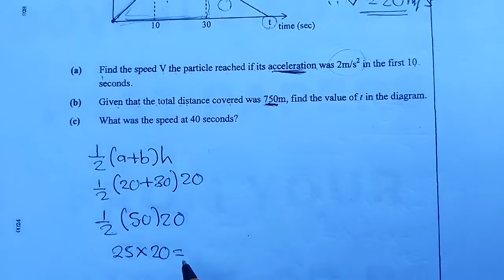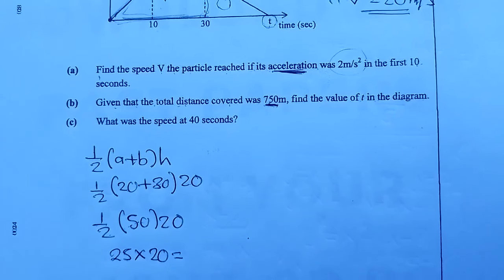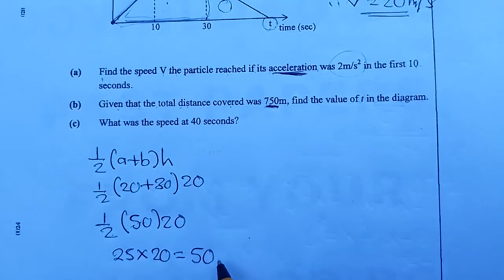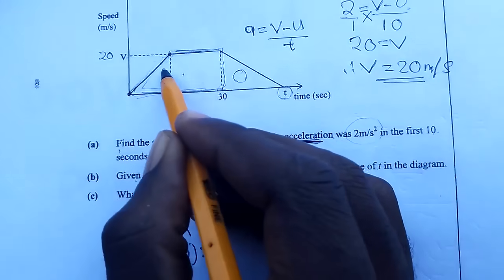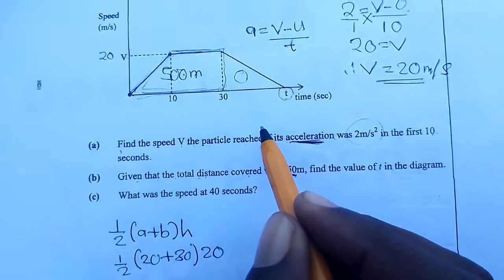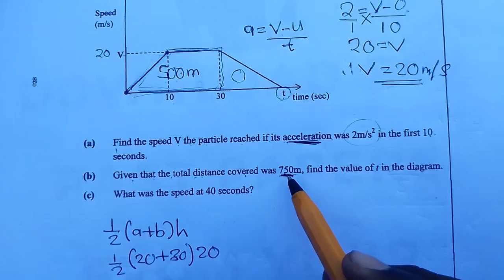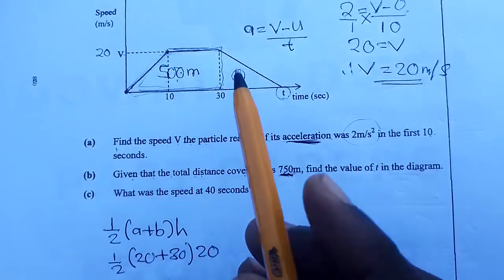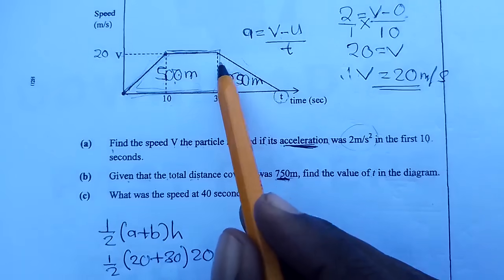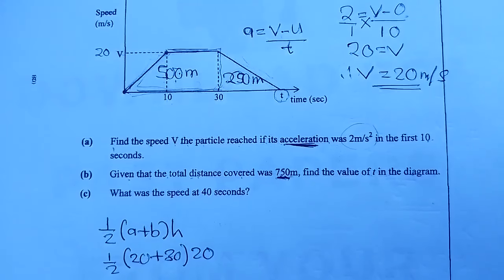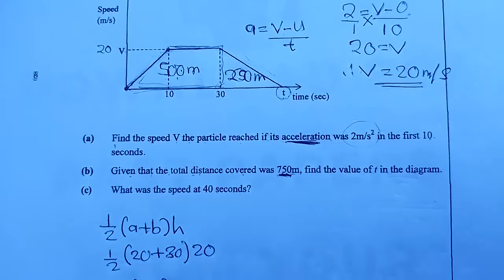What are you going to get? 500. So it traveled for 500 meters. The total distance is 750, so 750 minus 500, you get 250 meters. This is our 250 meters.